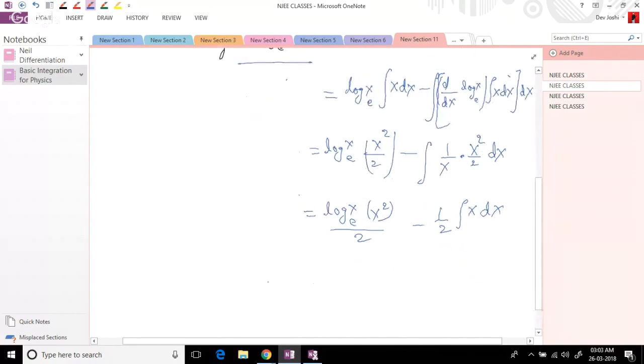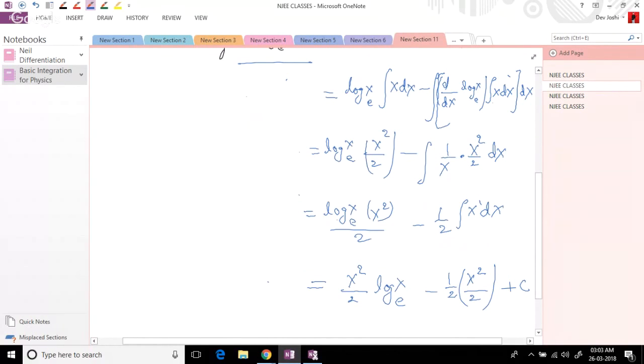Correct. So it is going to be equal to x squared by 2 into log x on the base e, minus 1 by 2 taken out. What is the integral of x dx? x to the power 1, so x to the power 1 plus 1 upon 1 plus 1, so x to the power 2 upon 2, plus C.